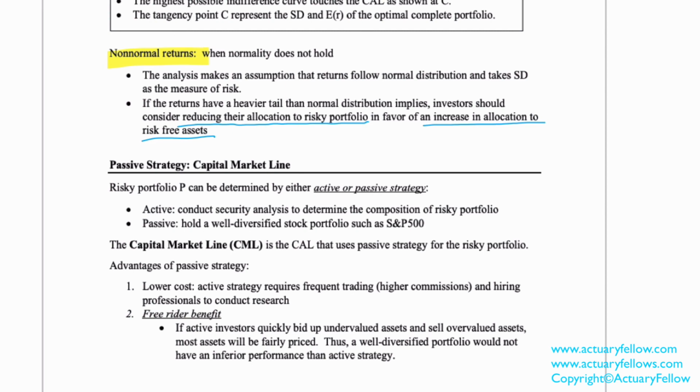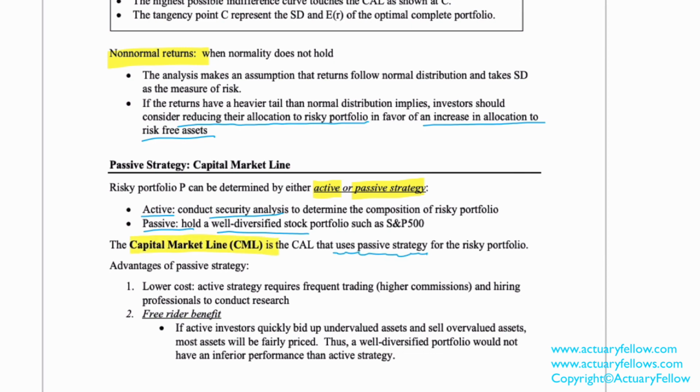Last but not least, we are gonna briefly go over the two strategies for picking the risky portfolio. Risky portfolio P can be constructed using either active or passive strategy. For an active strategy, we carry out security analysis and select securities for the portfolio. For passive strategy, we hold a well-diversified portfolio, such as S&P 500. If the passive strategy is used for the risky portfolio, the CAL becomes CML, Capital Market Line.